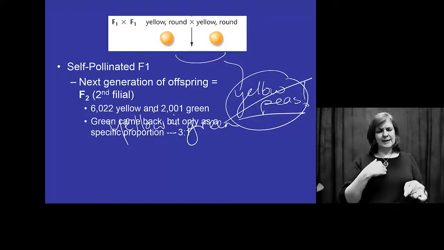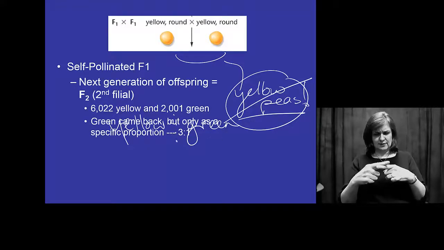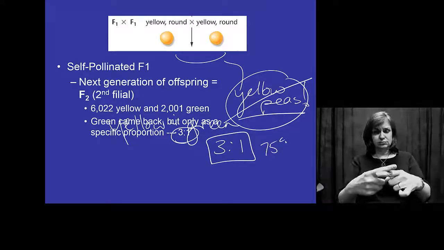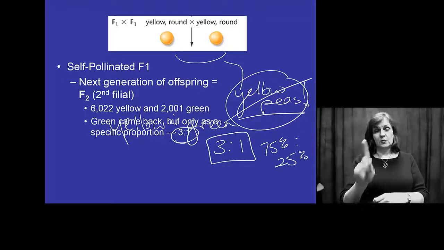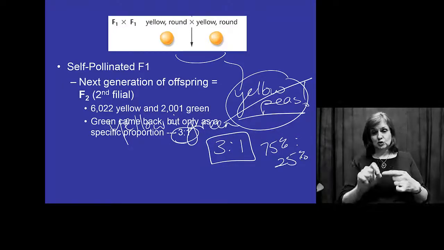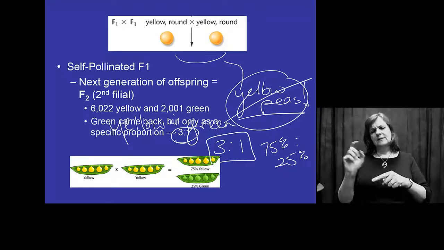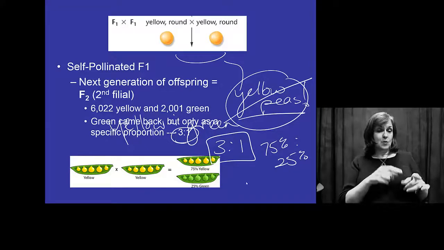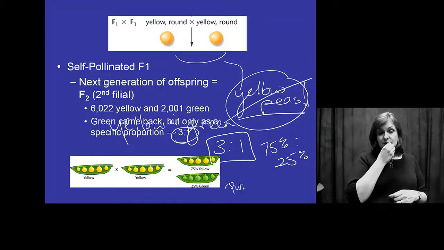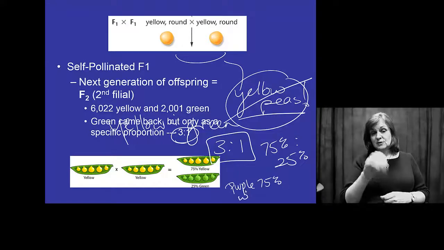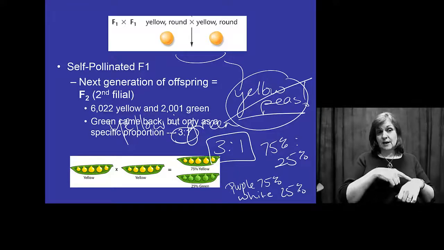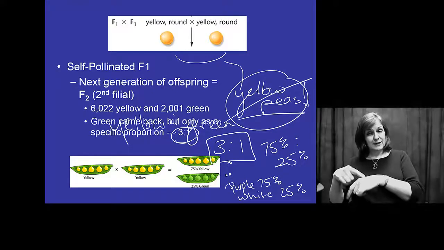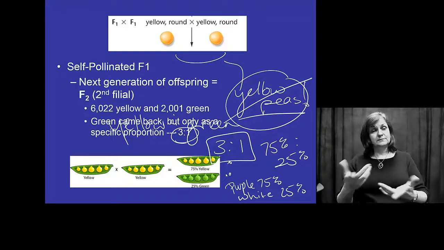So he's got yellow peas and green peas. The green comes back, but always in this 3-to-1 ratio, or 75% to 25%, yellow to green. So what he's got to figure out is, is this every single time? Well, it worked with his flowers. We showed you that he got purple flowers 75% of the time and white flowers 25% of the time. He got yellow peas 75% of the time and green peas 25% of the time. Is this going to keep going? Is this just the way everything is?